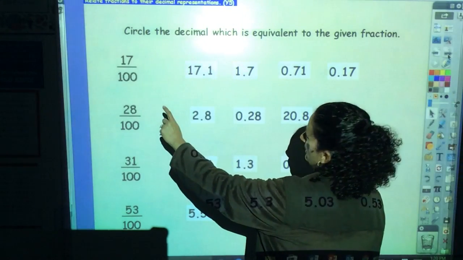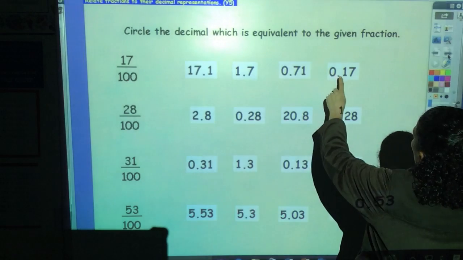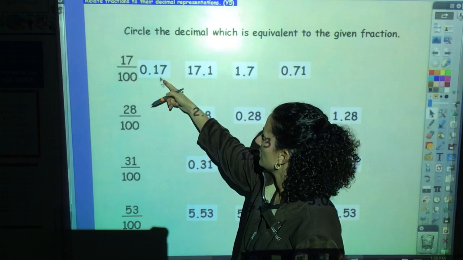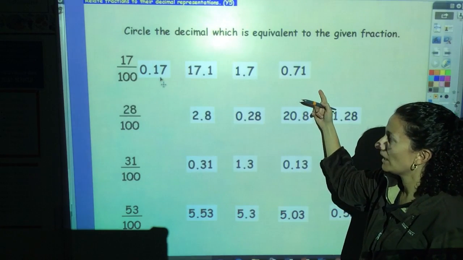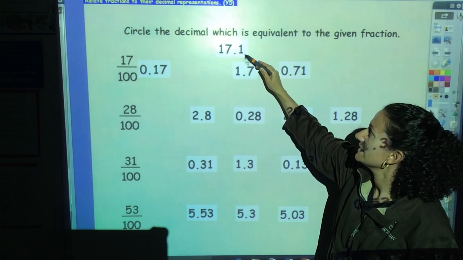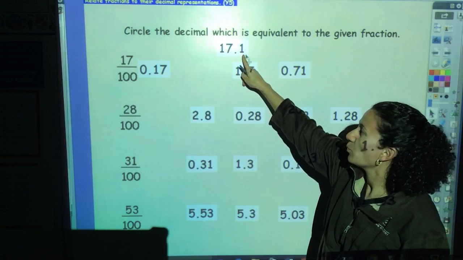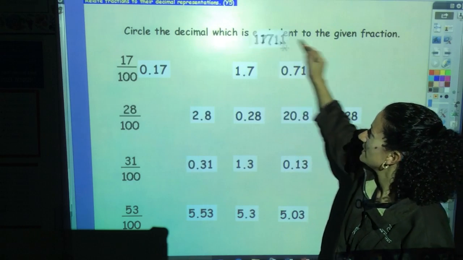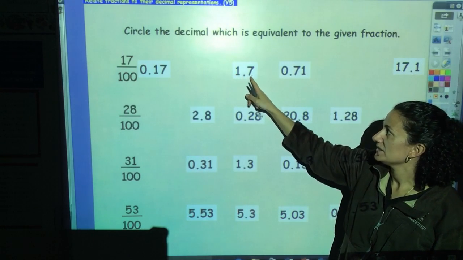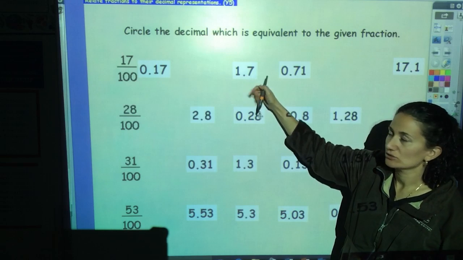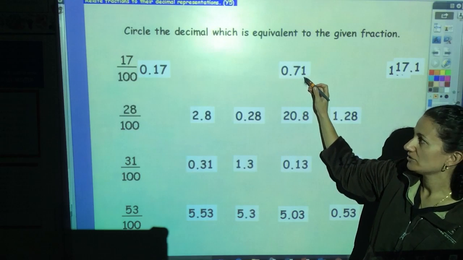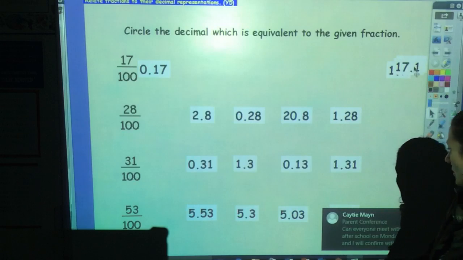So 17/100ths. Hopefully you match it up with this number right here. This is 17/100ths. Let's review real quickly why these are not 17/100ths. So this one would be read as 17 and 1/10. So that is not 17/100ths. This would be read as 1 and 7/10. So that is also not 17/100ths. This would be read as 71/100ths. Not the same thing. Okay, let's take a look.